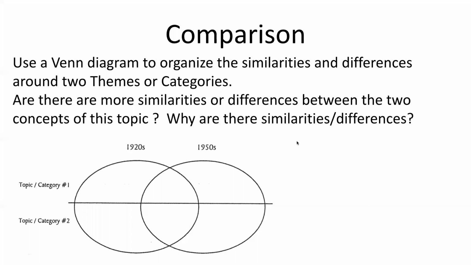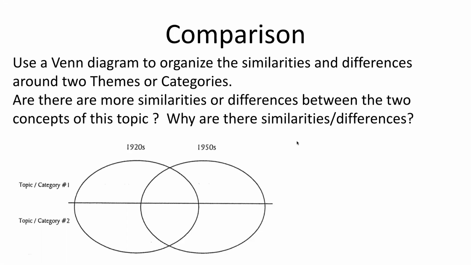Venn diagrams are always a really nice way to organize comparisons. So feel free to do that. Very similar to how we set up our practice prompt in class, even though we used a chart, but the same basic idea. Again, be thinking about, are they more similar or more different, and why are there more similarities or more differences?